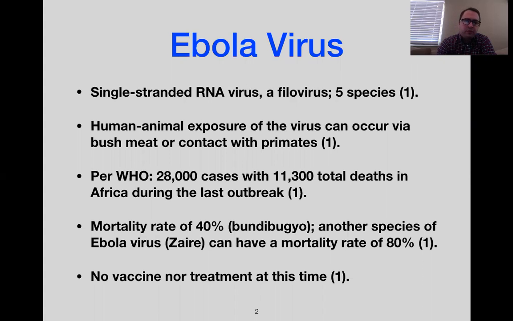The mortality rate is roughly around 40% for this species of Ebola, which was the Bundibugyo, and this was the one that was in Africa. Another species called Zaire had a mortality rate of 80% that has been shown in the past. Currently, unfortunately, there are no vaccines nor treatments for Ebola.